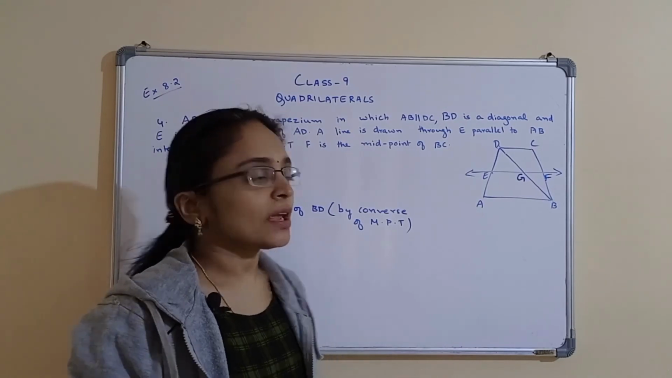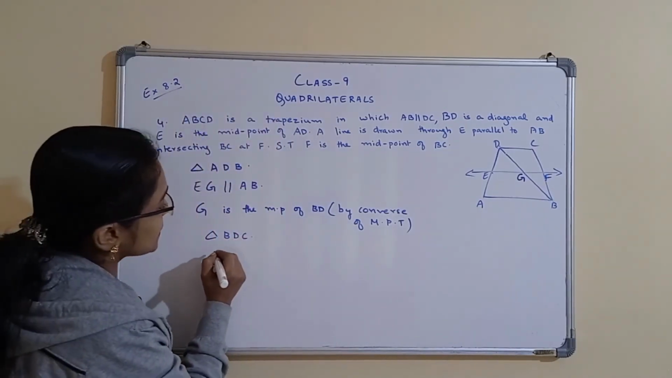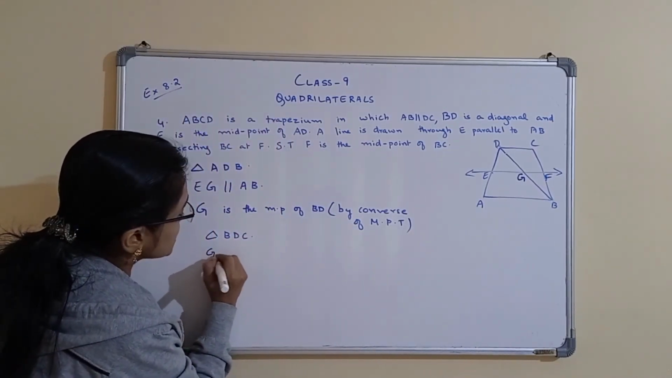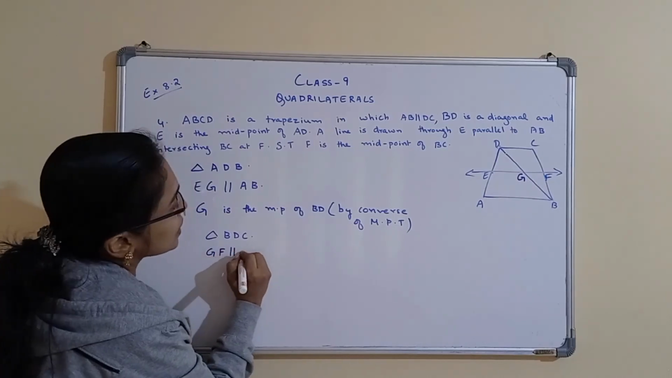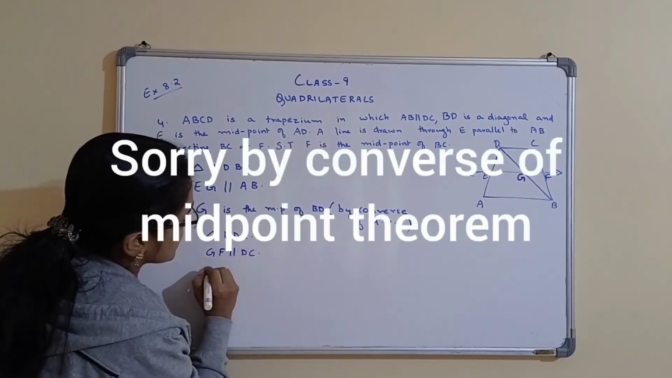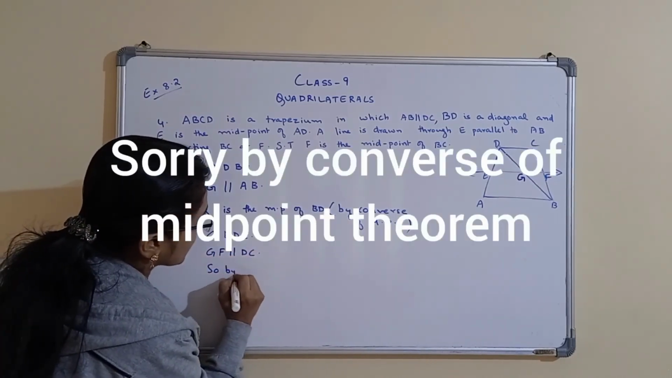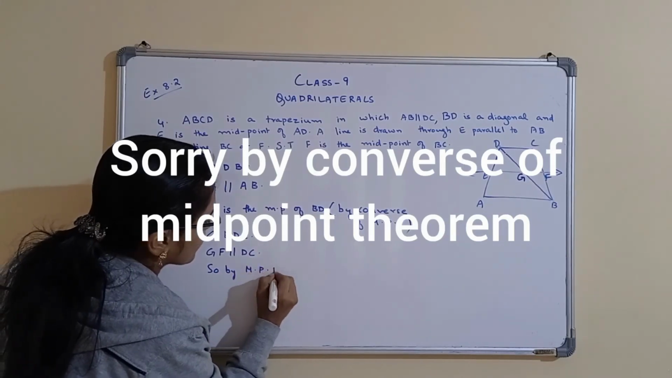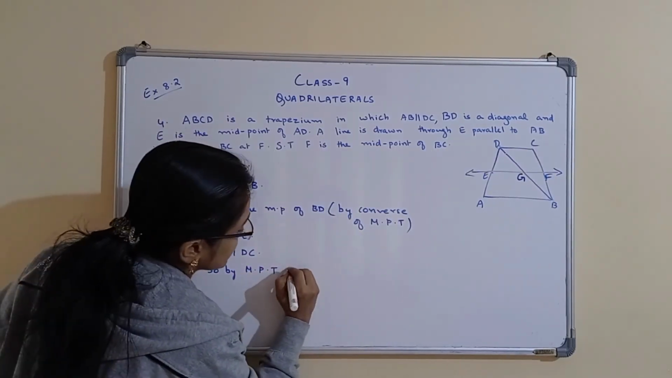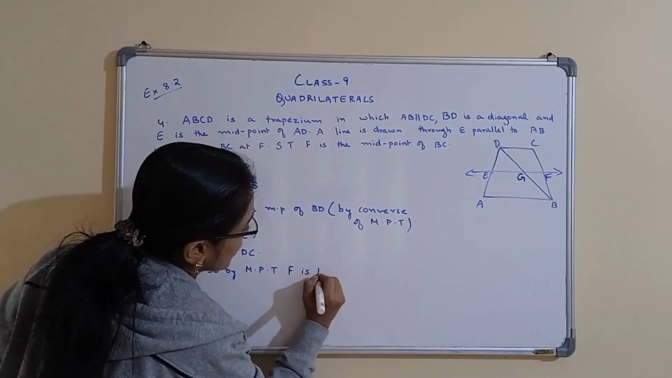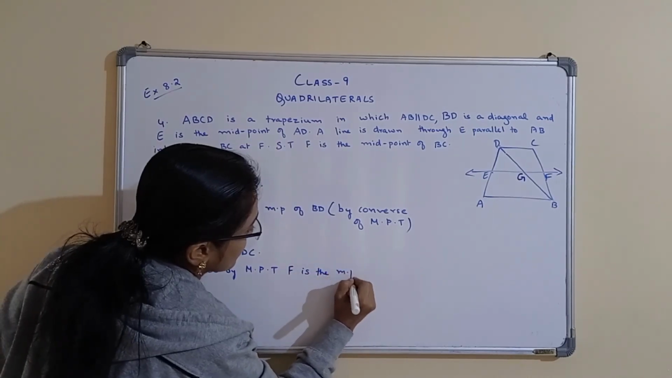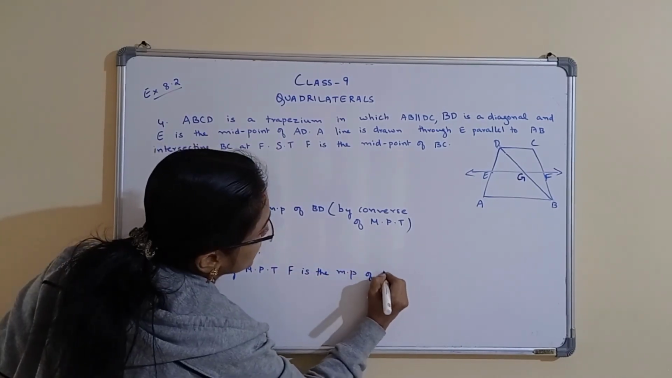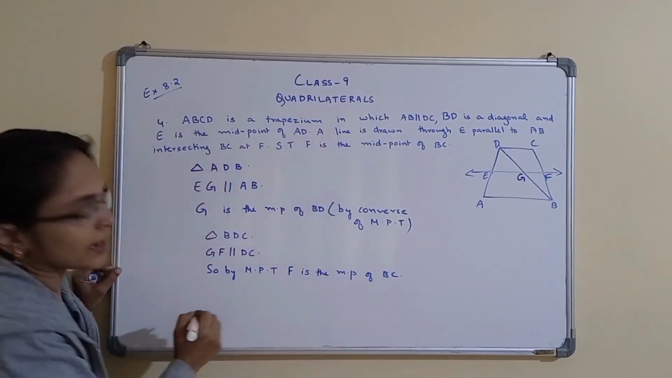Hence proved. Okay. So, taking triangle BDC, GF is parallel to DC. So, by midpoint theorem, F is the midpoint of BC. Hence proved.